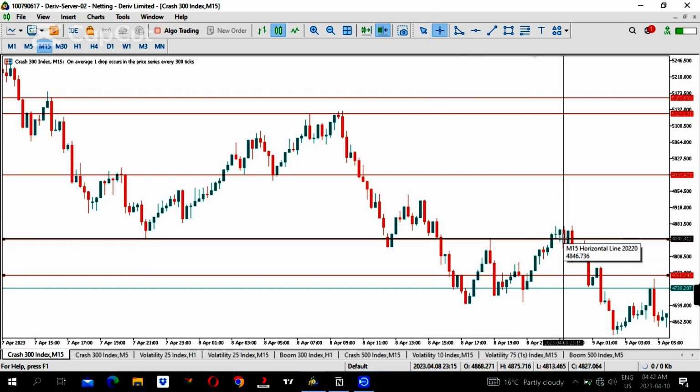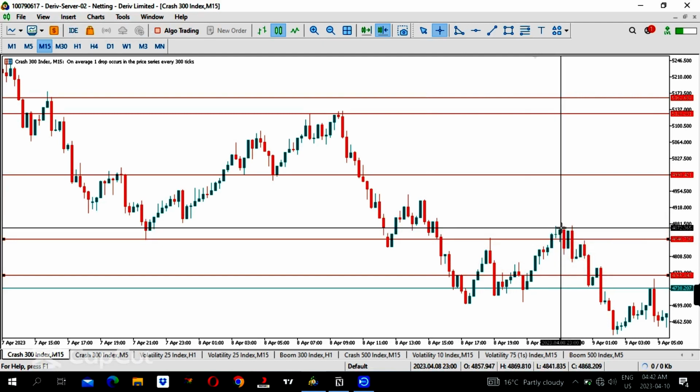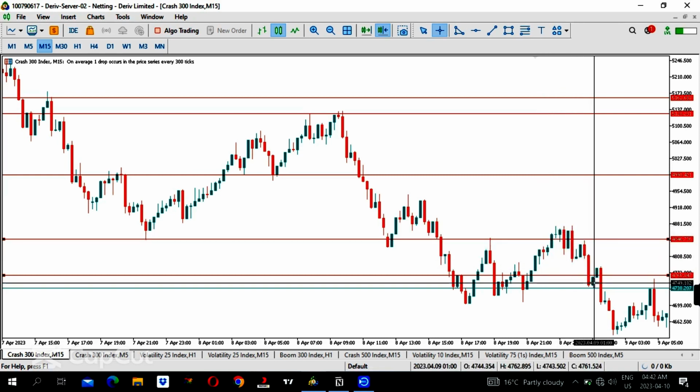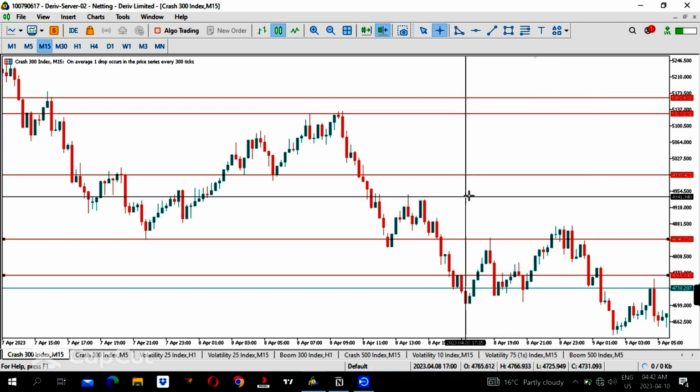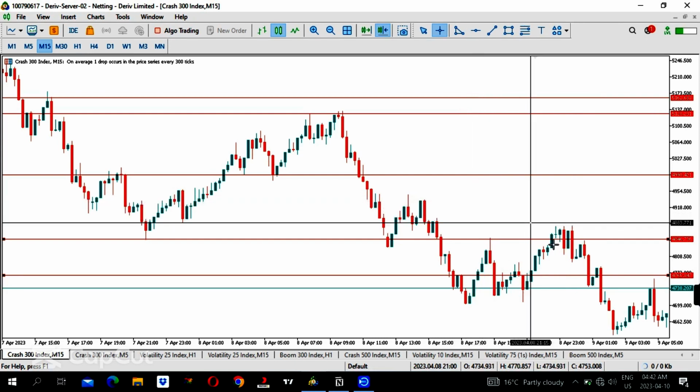As you can see right here, if your stop loss was just immediately above, it would have been hit, and the price would have continued downward. So I personally place it above the previous high. This is obviously safer and there are more chances of it working out.